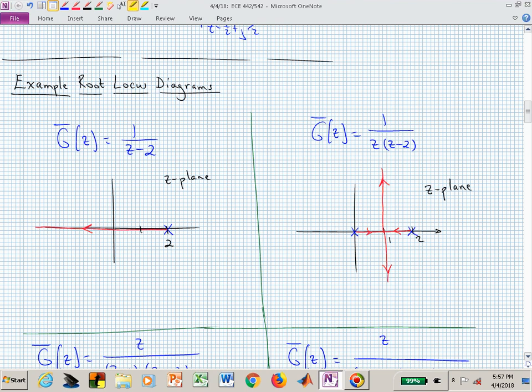Here is a g bar of z. How many poles are there in g bar of z on the left-hand side? 1. And where is it located? At 2, and that's where I've indicated the blue X.